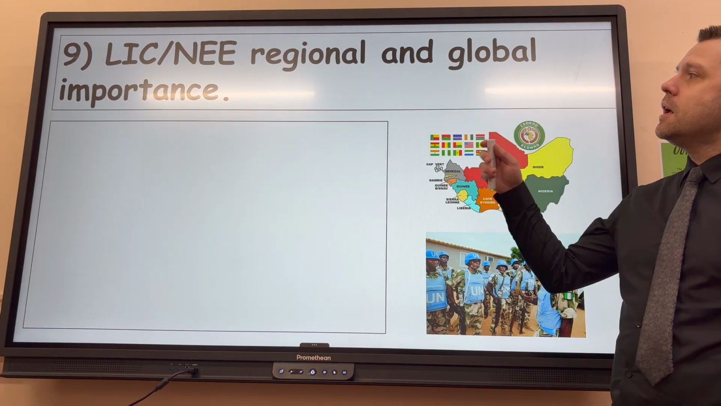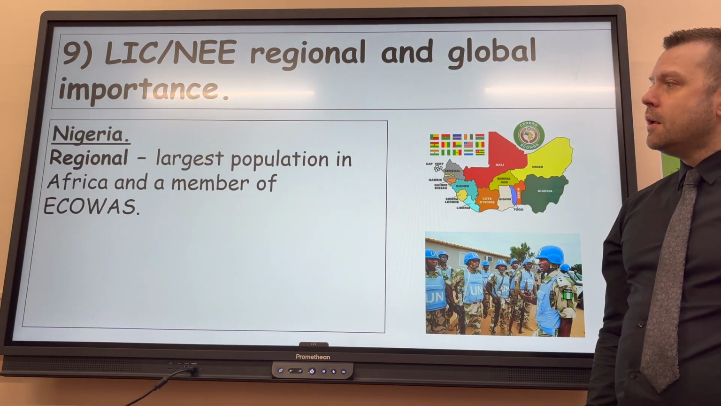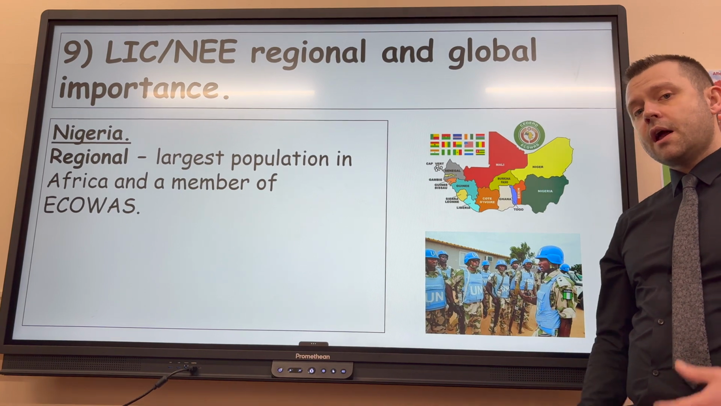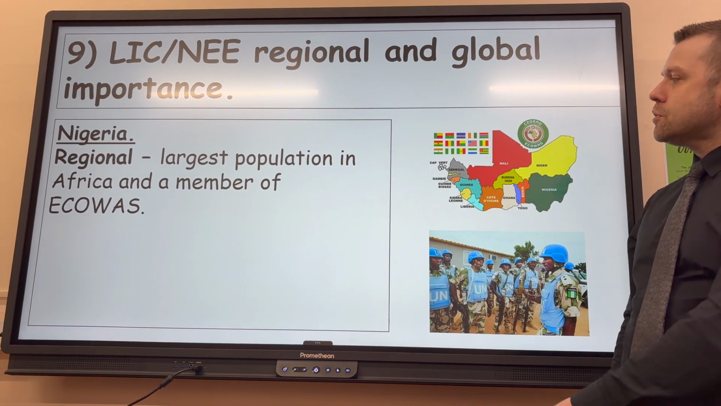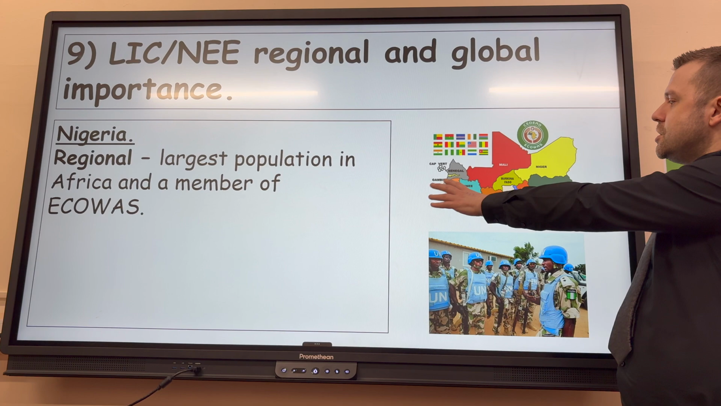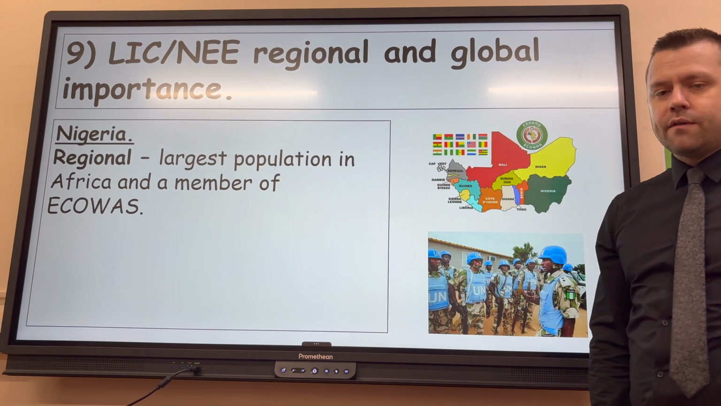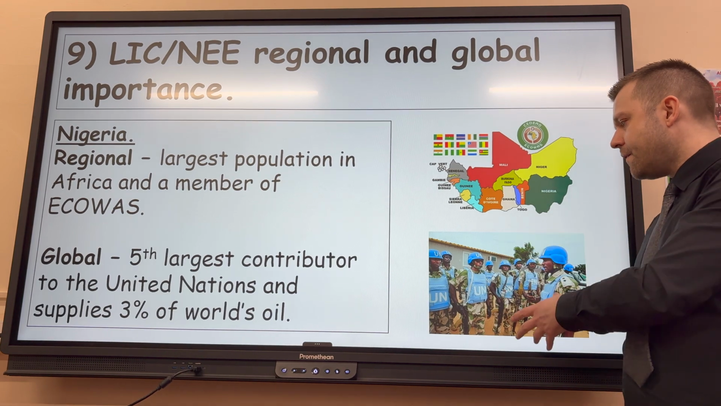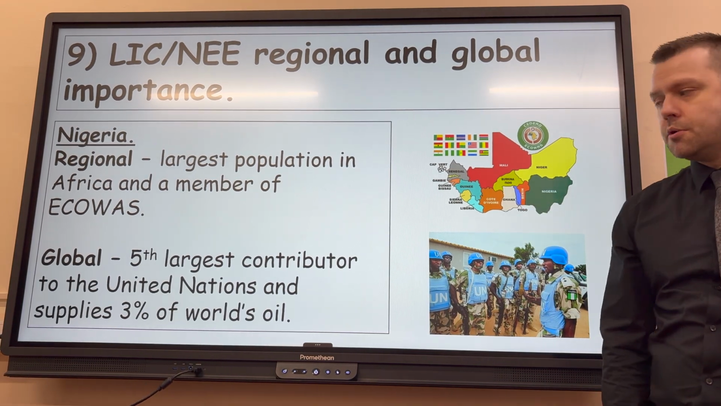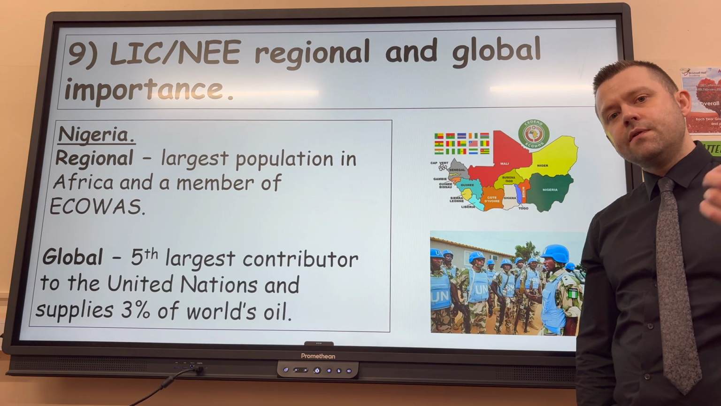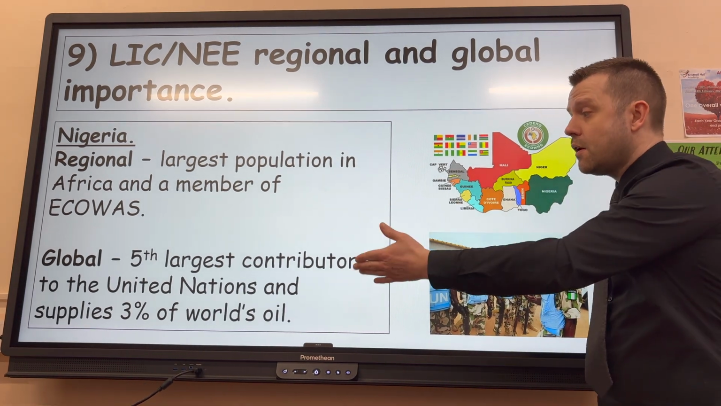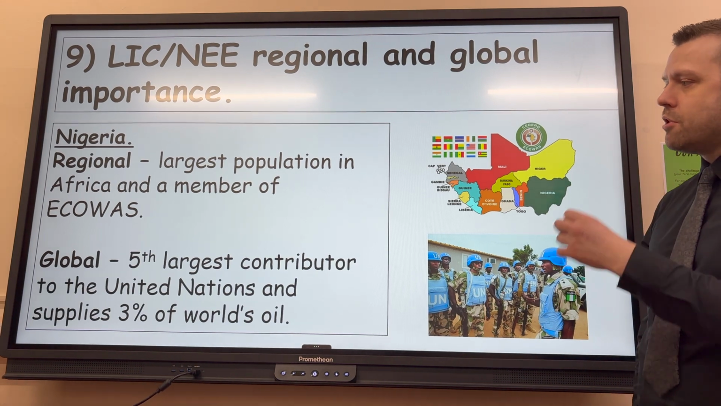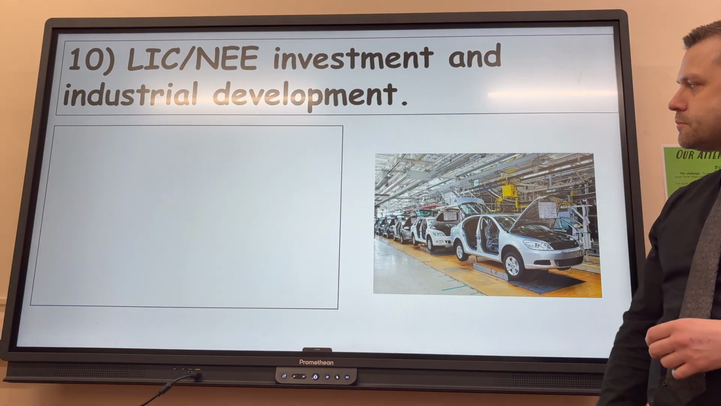Okay. LIC, so we're not looking at a city now, we're looking at an actual country, and the country we use is Nigeria. Regional importance: it's got the largest population in Africa, over 200 million, and it's also a member of ECOWAS, which is a trading group in the west of Africa. In terms of global significance, they are the 5th largest contributor to the United Nations, and if you link this to your Shell case study, they also provide 3% of the world's oil, a massive primary export from Nigeria.